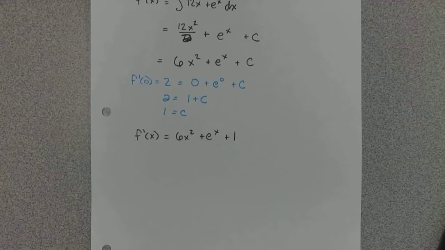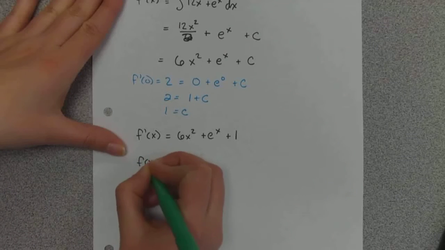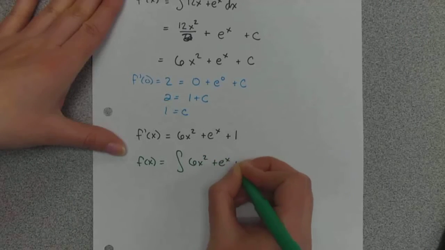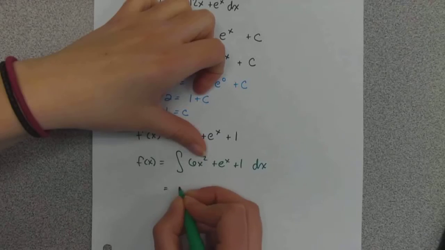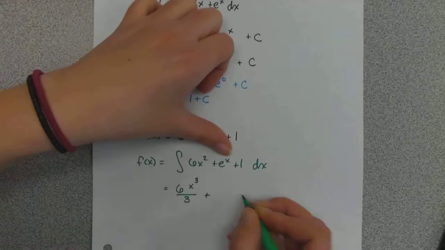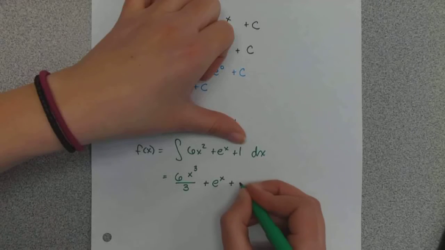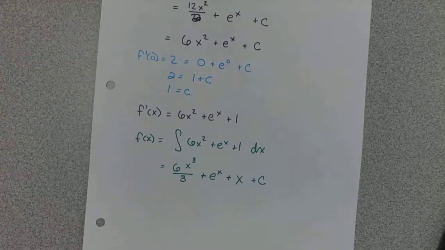We just get to do it twice. We were given a second derivative. I want the original function, so I've got another initial value problem. I'm going to take the antiderivative of the derivative to get the original function. So f of x equals the integral of 6x squared plus e to the x plus 1 dx. So the 6x squared gives me 6x to the third over 3. The antiderivative of e to the x is e to the x. The antiderivative of 1 is x, 1x or x, right? Plus c.